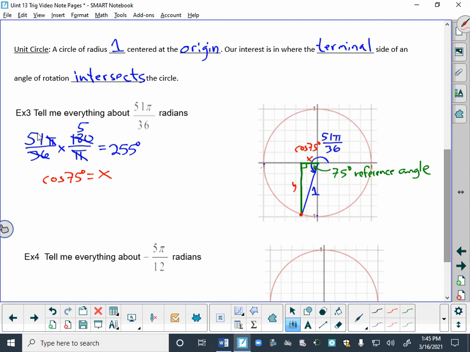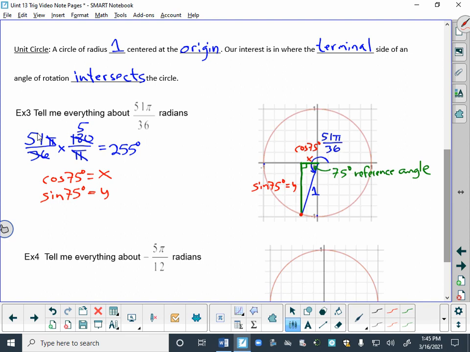Okay. If I wanted to find y, the y is the opposite side, so that would say that the sine of 75 degrees is equal to the length of the opposite side divided by the hypotenuse, which is 1, so it says this is equal to the sine of 75 degrees.